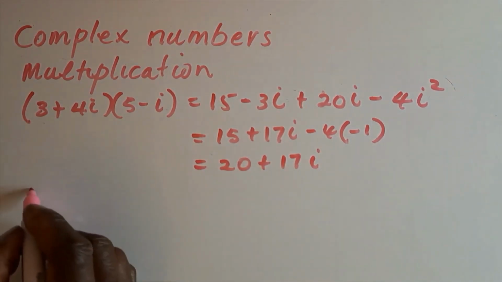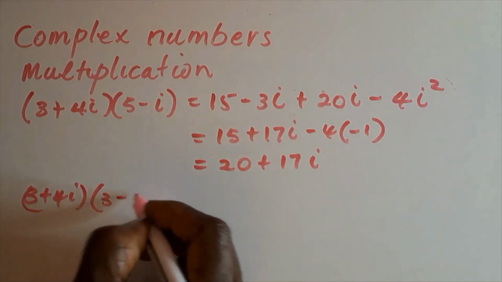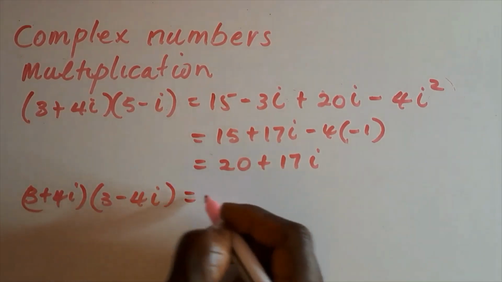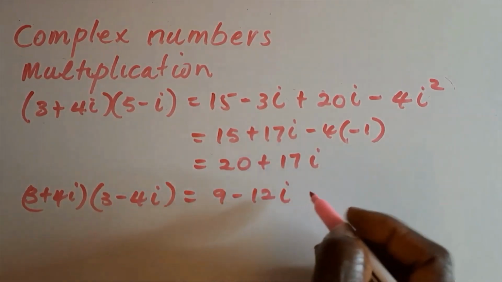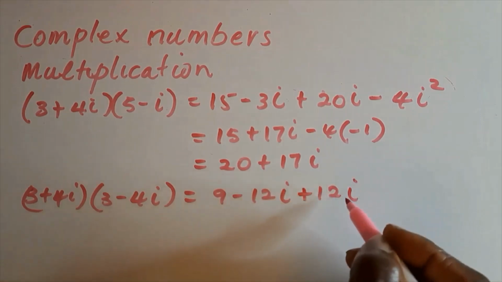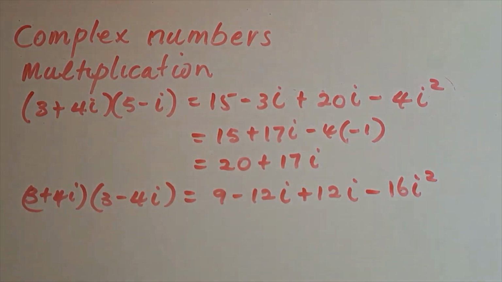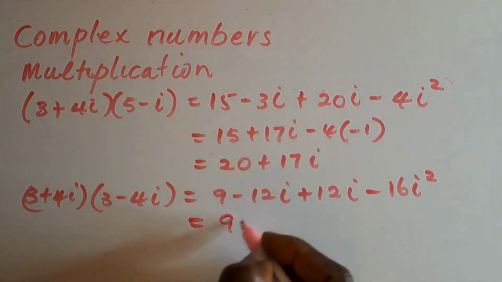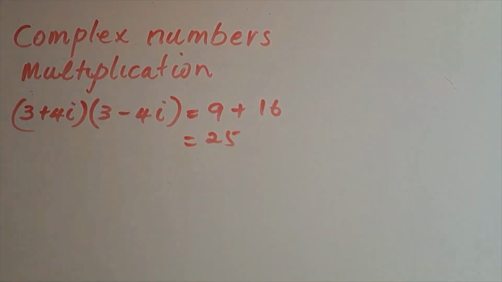Another example is (3 + 4i)(3 - 4i), which gives us 9 minus 12i, add 12i, minus 16i squared, and this gives us 9 add 16, which is 25. In this last example, 3 add 4i times 3 minus 4i.